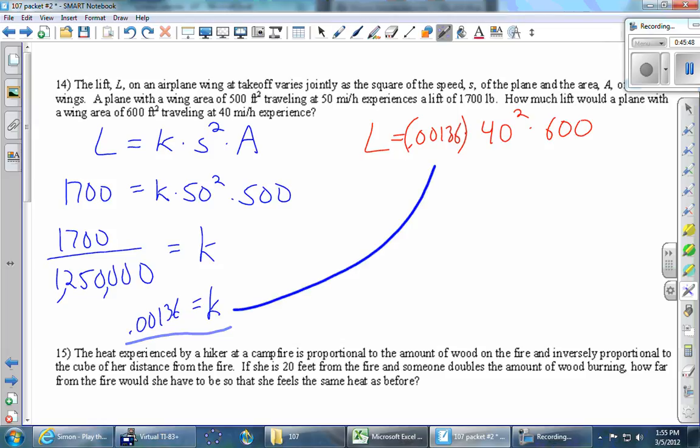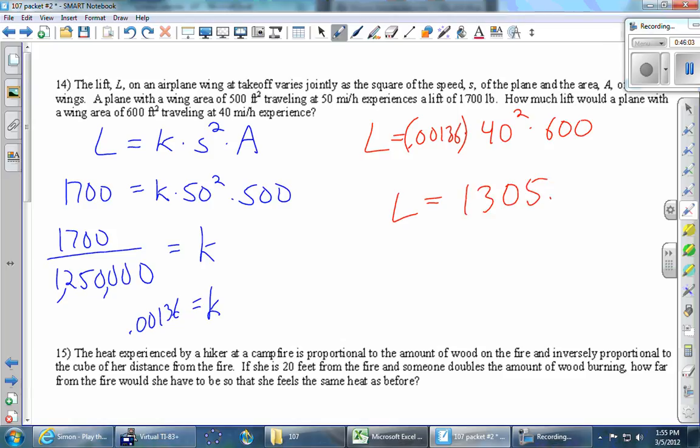And then once you know the value of K, you can plug it back into the equation again. But now you get to plug in the numbers in the second sentence. So that's where the 40 and the 600 come from. Anybody have this number for me? Six.